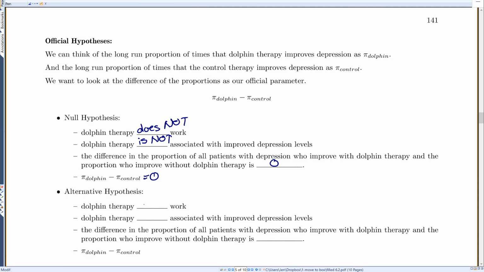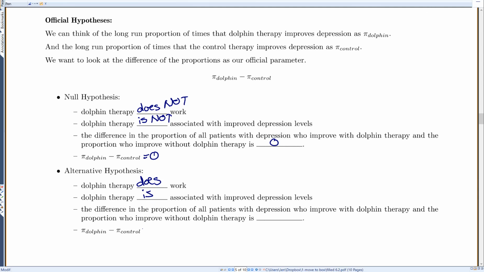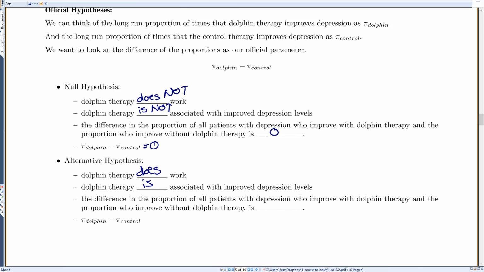The alternative hypothesis is that dolphin therapy does work, or that dolphin therapy is associated with improved depression levels. Okay. Or you can think about as the difference in the proportion of all the patients with depression who improve with dolphin therapy and the proportion who improve without dolphin therapy is what? Okay. So in symbols, if we subtract the two population proportions and the dolphin one is higher, so we want this one to be bigger, and we want the control one to be smaller if we want to show that dolphins work, then something bigger minus something smaller should be greater than 0.